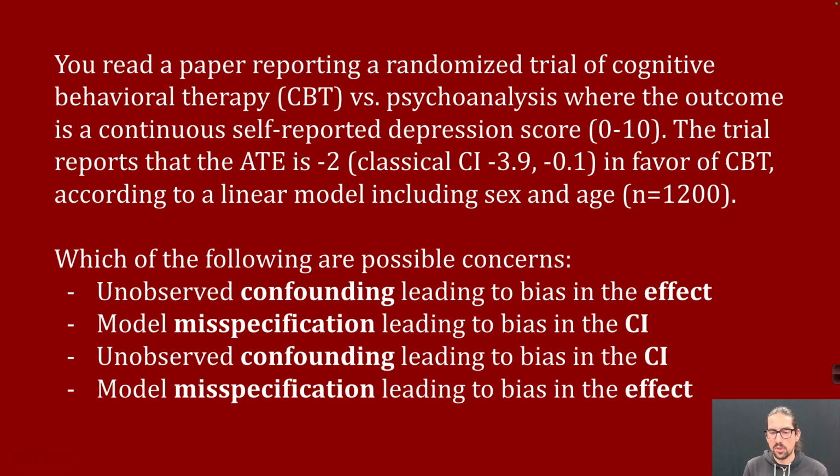All right, so let's think a little bit about this. Let's say you read a paper and it's reporting a randomized trial of cognitive behavioral therapy versus psychoanalysis. So these are two different ways to do talk therapy. And the outcome is a continuous self-reported depression score ranging from 0 to 10. And the trial reports that the ATE is -2 in favor of CBT. So basically people who had CBT are 2 points less depressed than people who did not on average. And this is according to a linear model that included sex and age as adjustment variables. And it's a fairly large sample of 1,200 people.